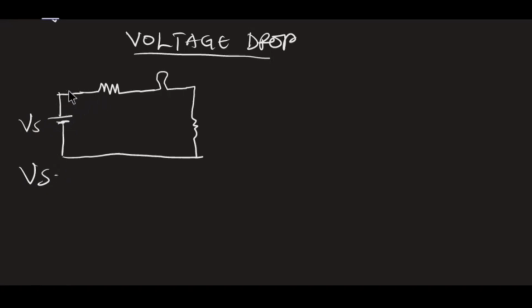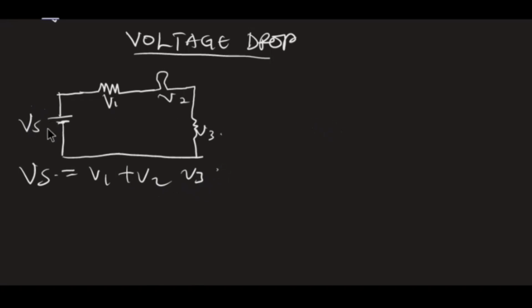But when a current is flowing through these elements, there will be a voltage drop here. Since there is an internal resistance here, a voltage will be created here as V1. Another voltage will be created here, V2. Another voltage will be created here, V3. So the sum of all the voltage drops in the elements of the circuit will be equal to the total voltage: V1, V2, V3. This is the concept of voltage drop.